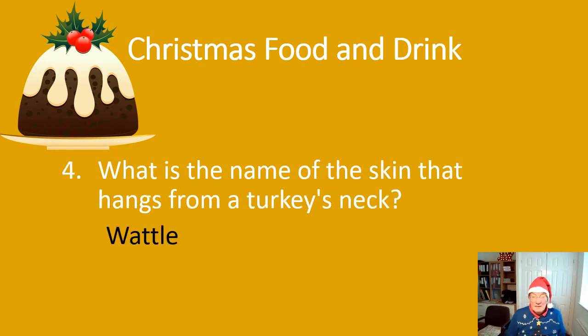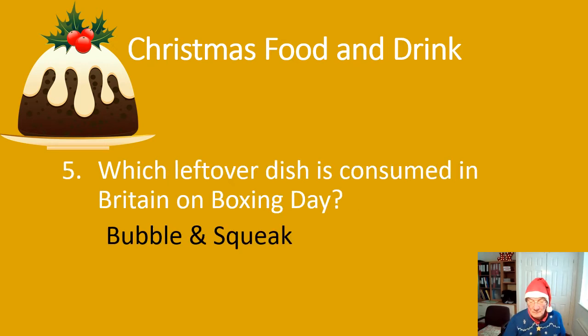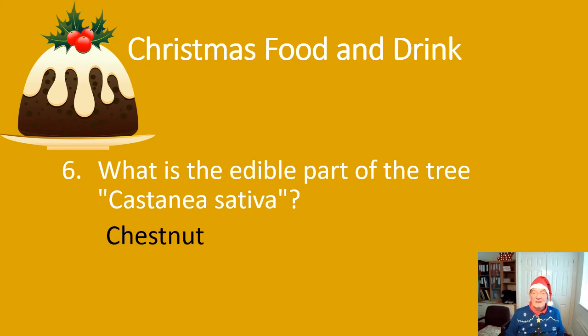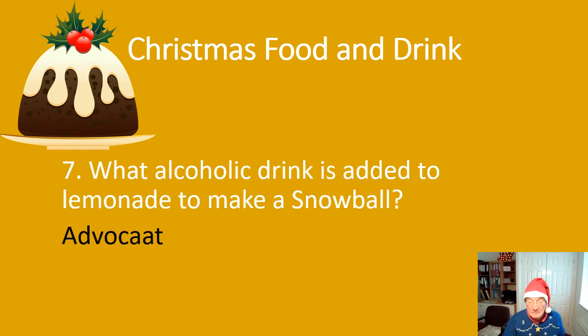The skin that hangs from the turkey's neck is the wattle. And leftovers on Boxing Day, hopefully everyone got this, is bubble and squeak. And the edible part of the Castanea sativa is the chestnut. Chestnuts roasting on an open fire. Yeah, this is definitely within my field of expertise.